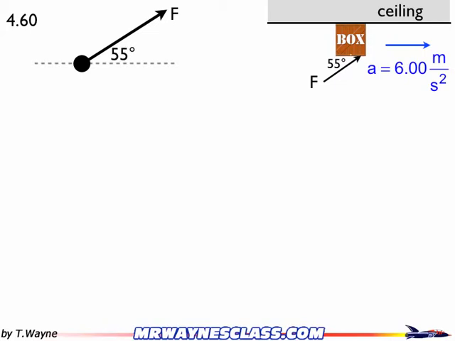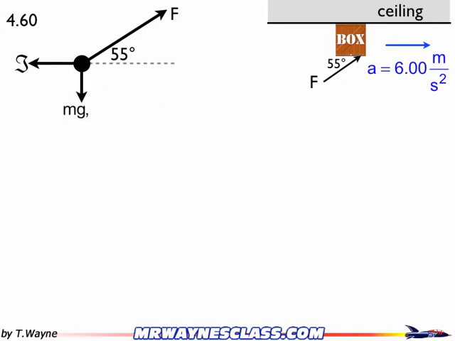Opposing the force is friction from what the problem says. Friction opposes motion, so since the motion goes to the right, friction goes to the left. And the box has mass. Since the box has mass, it's going to have weight. So the weight of the box I'm going to write as mg.